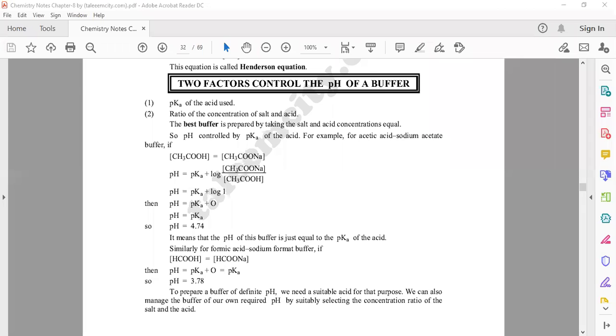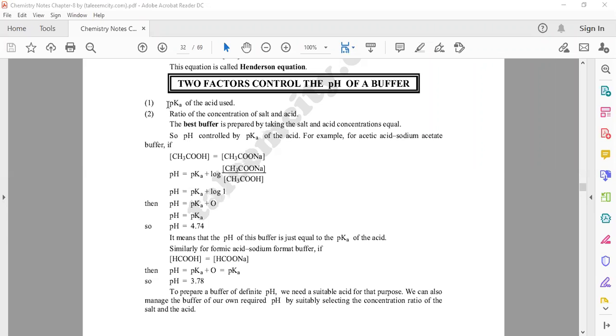Today we are going to discuss the factors that control the pH of a buffer solution. As we discussed yesterday about the Henderson-Hasselbalch equation, according to that equation we can calculate the pH of solutions, basically the pH of buffer solutions. So how will the pH of the buffer solution be affected? There are two factors that affect the pH.